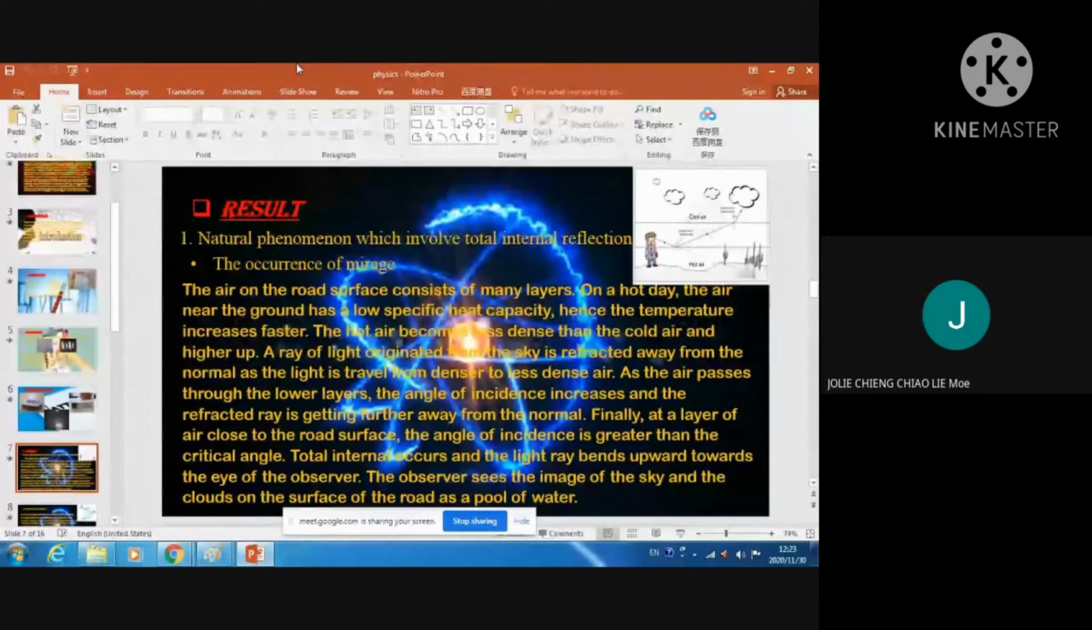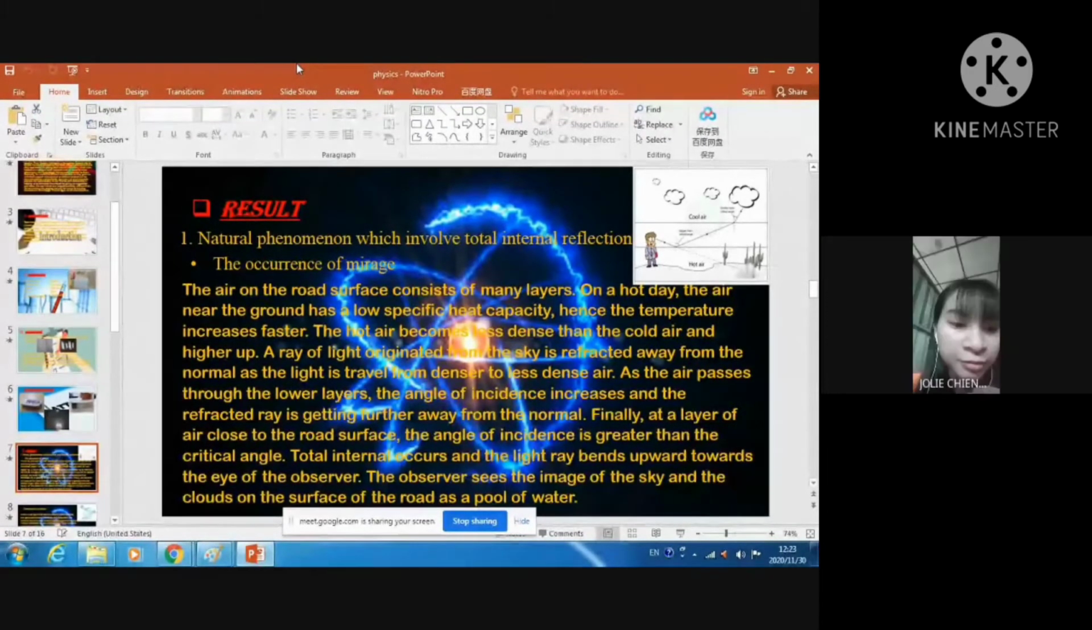The following are the natural phenomena which involve total internal reflection. The first one is the occurrence of mirage. The air consists of many layers. On a hot day, the air near the ground has a low specific heat capacity, hence the temperature increases faster. The hot air becomes less dense than the cold air higher up.